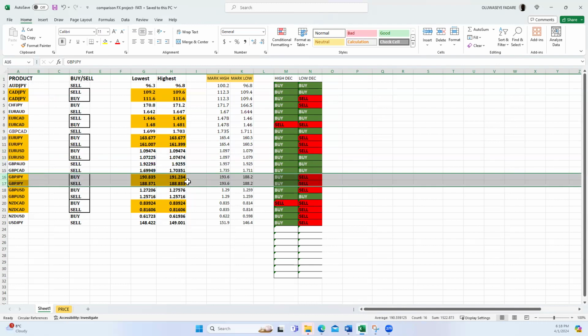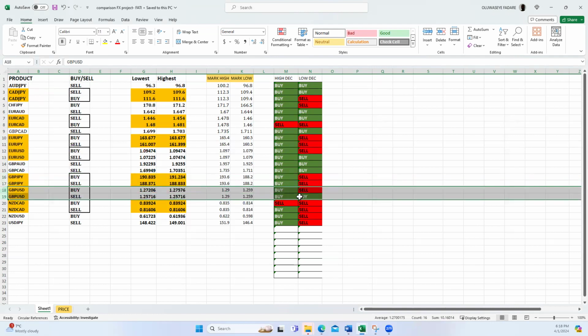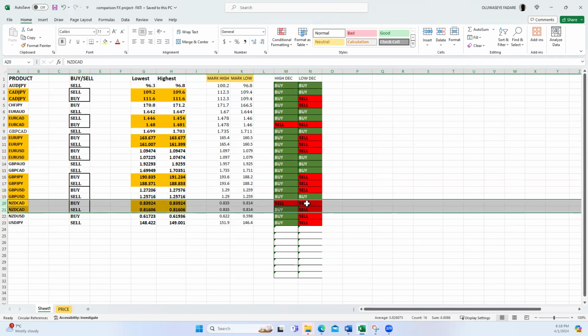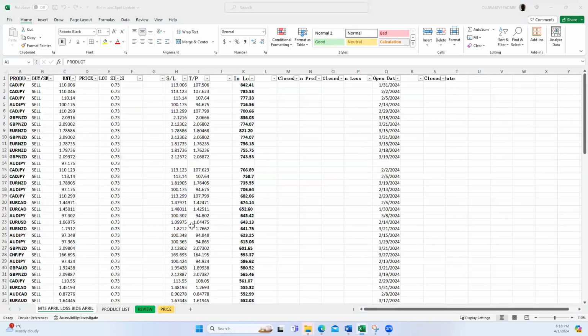Okay, this is also inside the range, as you can see. This is a buy, and this is a sell. Can you see that? So that's our report for March. Okay, so let's do some workings for April to predict in advance.